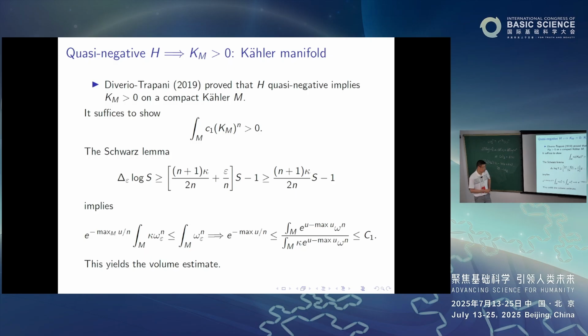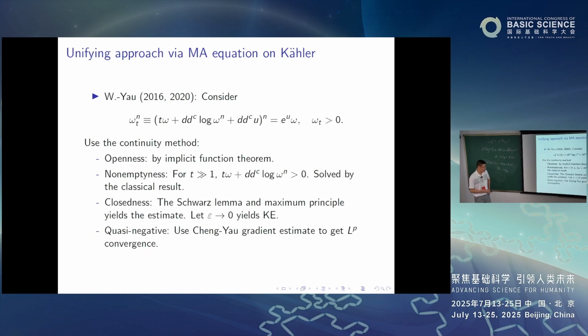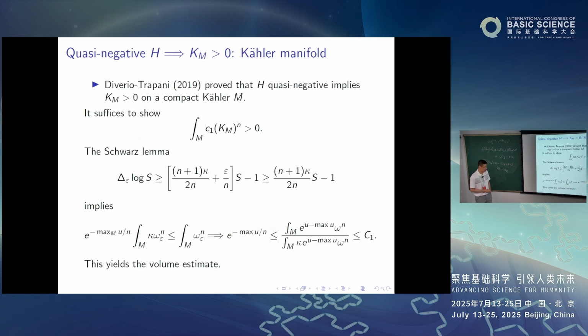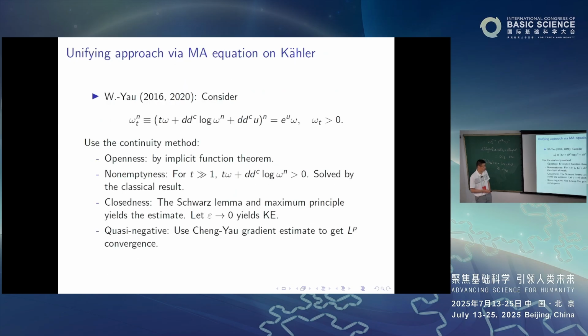Here we instead use Cheng-Yau's gradient estimate. By the gradient estimate, you get a gradient L2 bound. Then we apply just the standard Rellich theorem, and then we get L2 convergence. Once you get L2 convergence, you can guarantee this bound. So this is slightly different from before, and it is also true for the quasi-negative case.